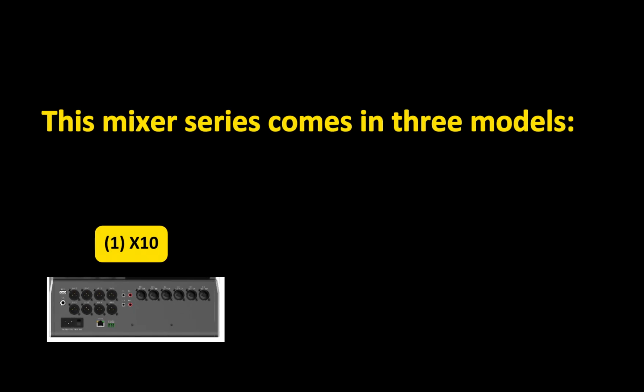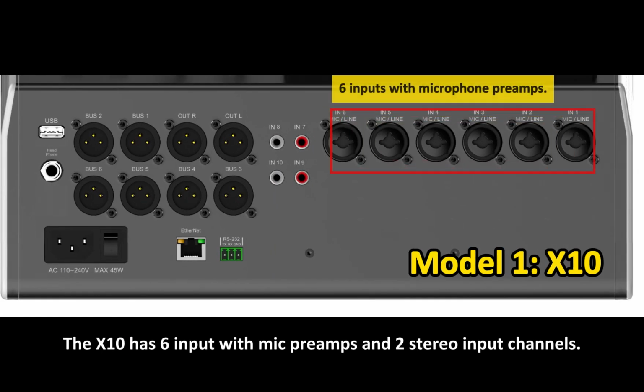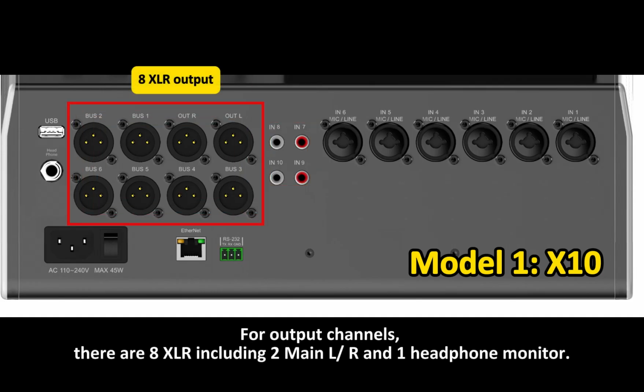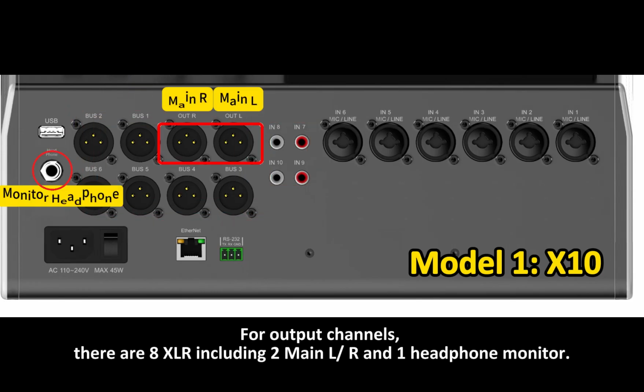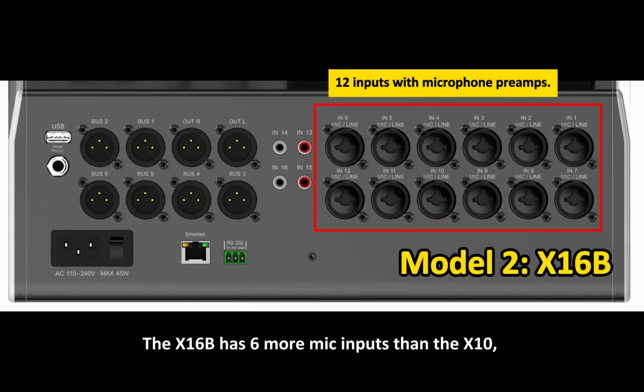This mixer series comes in 3 models, X10, X10B, X16. The X10 has 6 inputs with mic preamps and 2 stereo input channels. For output channels, there are 8 XLR including 2 main LR and 1 headphone monitor. The X16B has 6 more mic inputs than the X10.